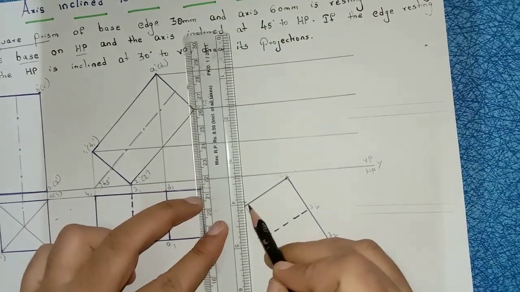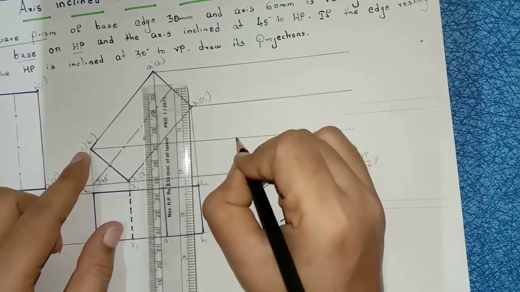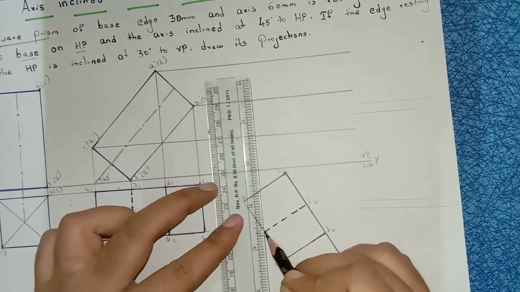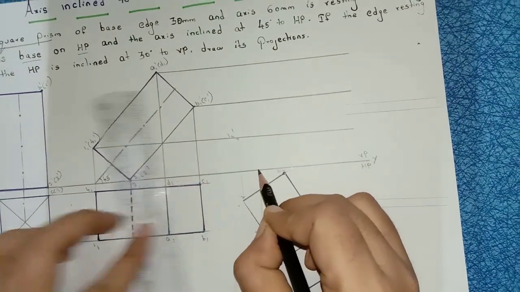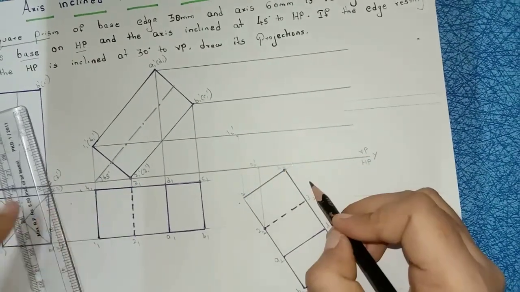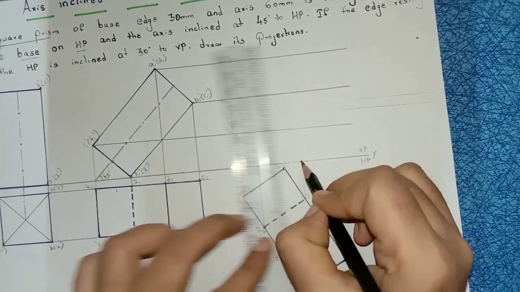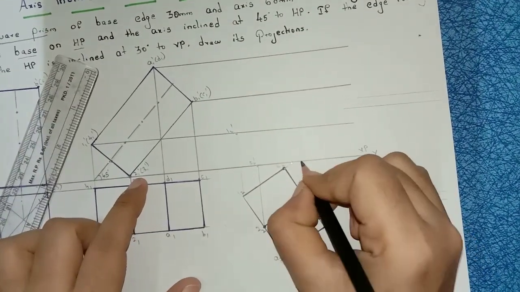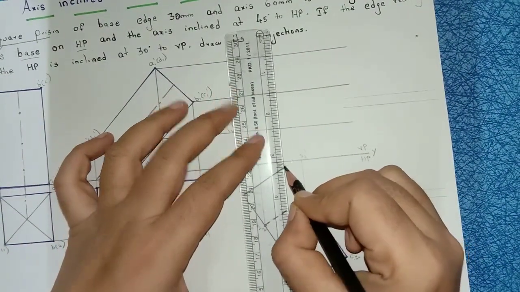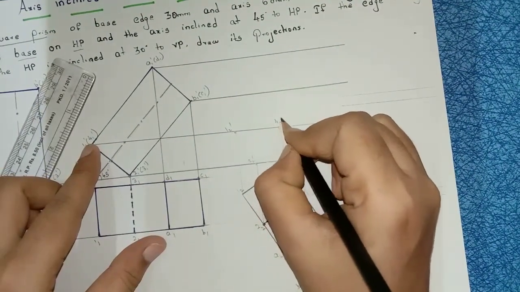From 1, draw a perpendicular line till the first point. Name it as this point here, 1 dash. From the second point, draw a perpendicular line till the second point. Name it here 2 dash. From the third point, draw a perpendicular line till 3. Name it here 3 dash. From 4, draw a perpendicular line till the fourth point. Name it here 4 dash.